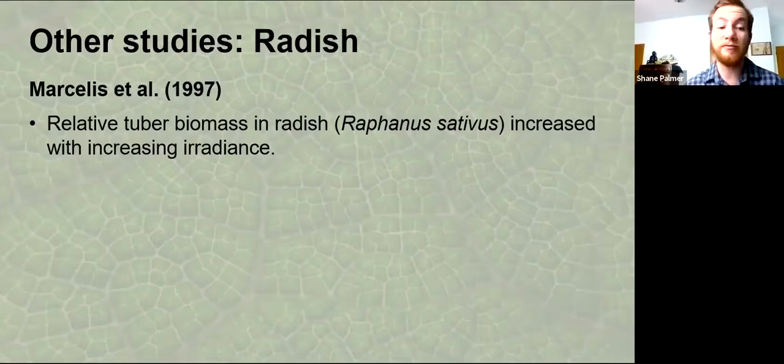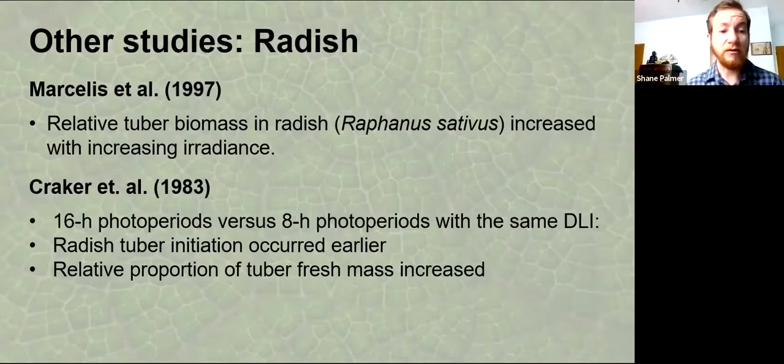There's another study from Kraker that did look at the same DLI. They grew radish, comparing a 16-hour photoperiod versus an 8-hour photoperiod with the same DLI. The 16-hour photoperiod plants initiated their tubers earlier, and so by the end of the study, those plants had accumulated a larger proportion of tuber fresh mass. They didn't look at dry mass in this study, but the fresh mass was different.